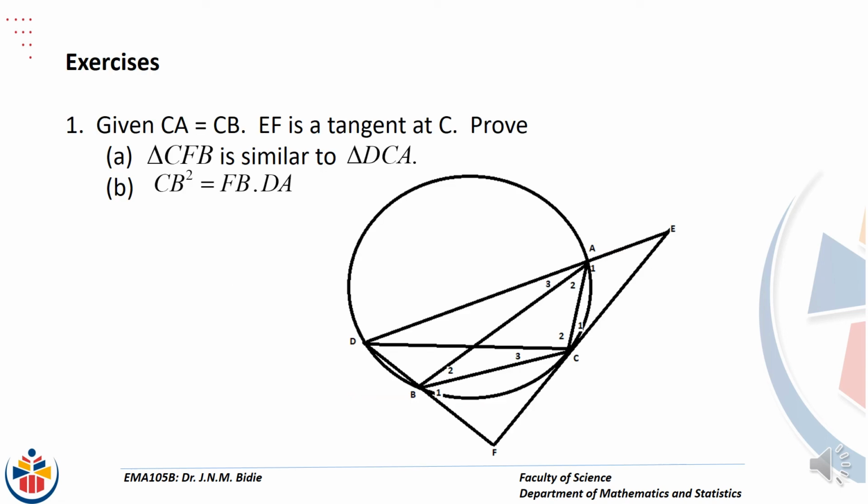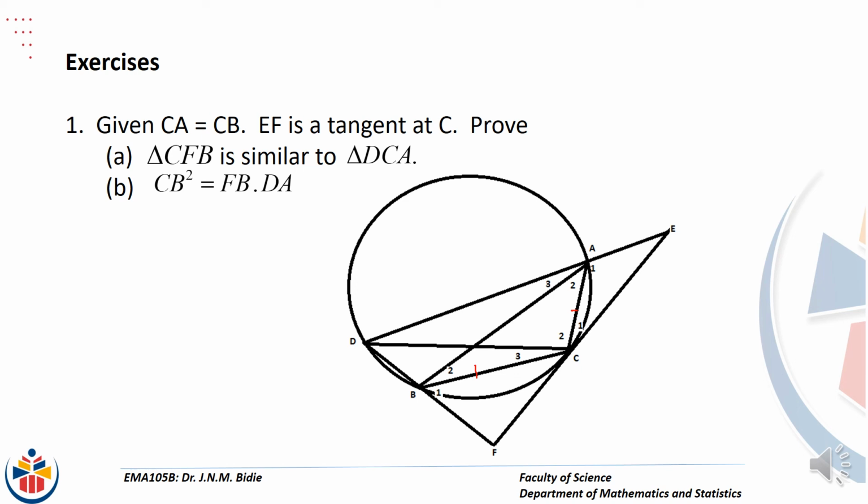We start out this exercise by noting that CA is equal to CB. So I'll just indicate this. CA is equal to CB. So we've got base angles of that triangle ABC. So that means A2 is equal to B2. Also, B2 is equal to angle ADC. They're subtended by the same chord AC. Also, A2 is equal to angle CDB, subtended by the same chord BC.